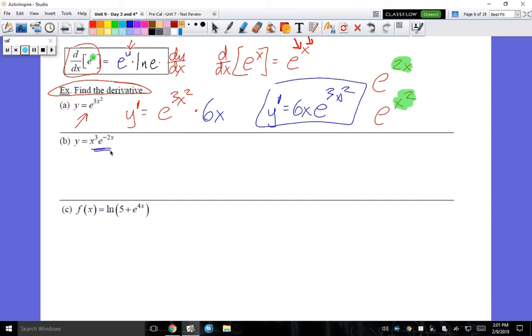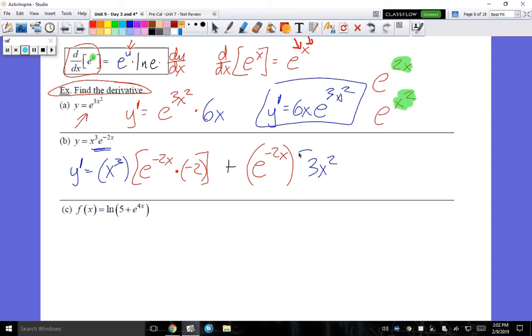We got a little product rule going on right here. So the derivative is the first times the derivative of the second, which by my rule is carbon copy, times the natural log of the base, times the derivative of the power. Notice my use of parentheses so you don't think that I'm subtracting 2. So, first times the derivative of the second plus the second times the derivative of the first, which is just going to be 3x squared.